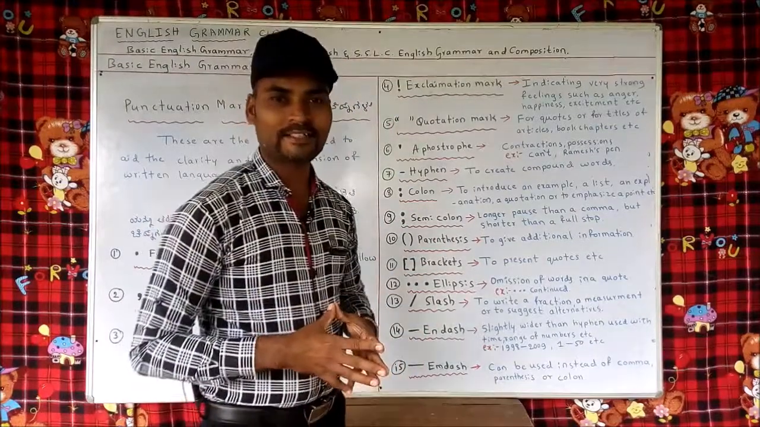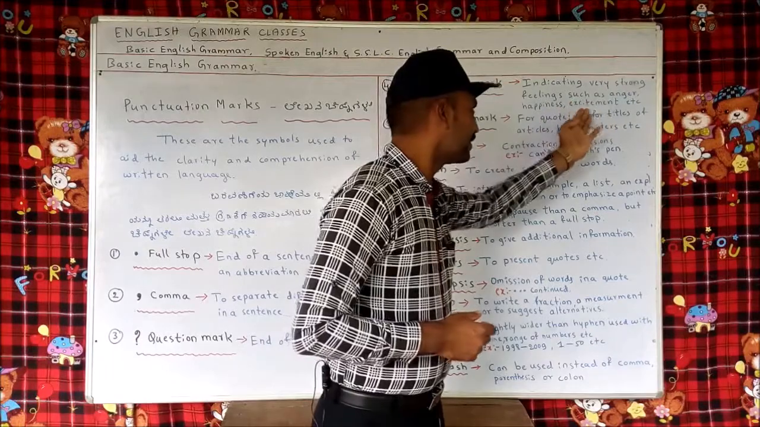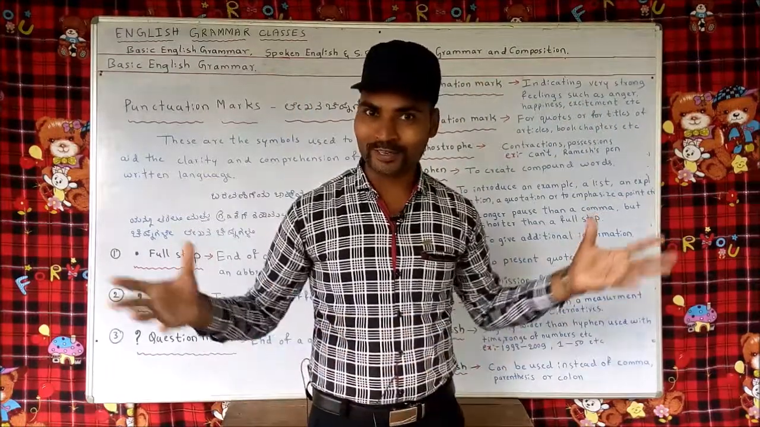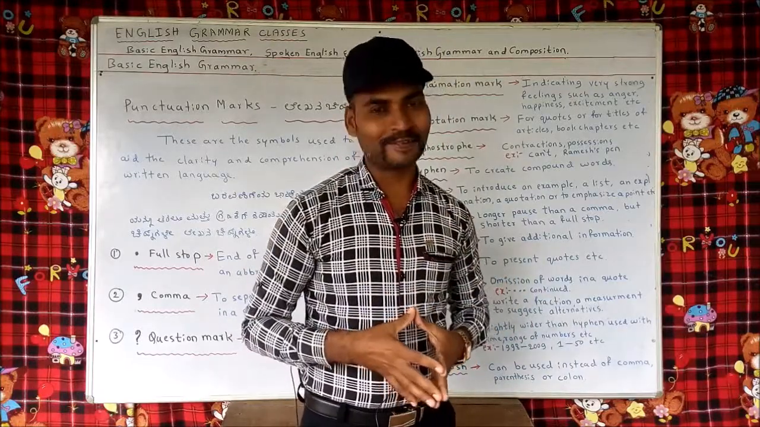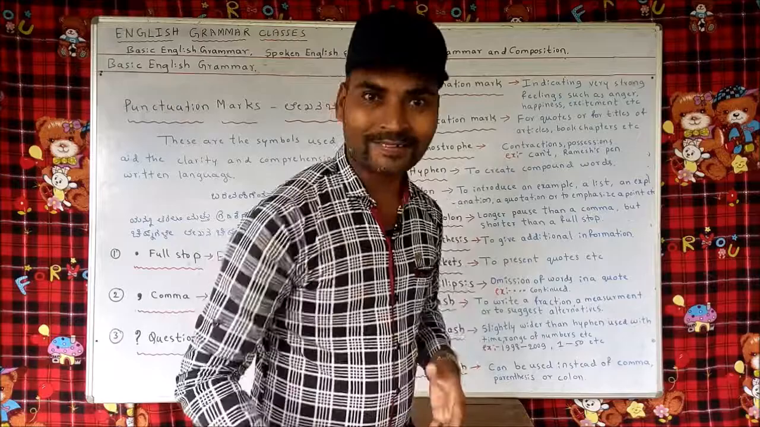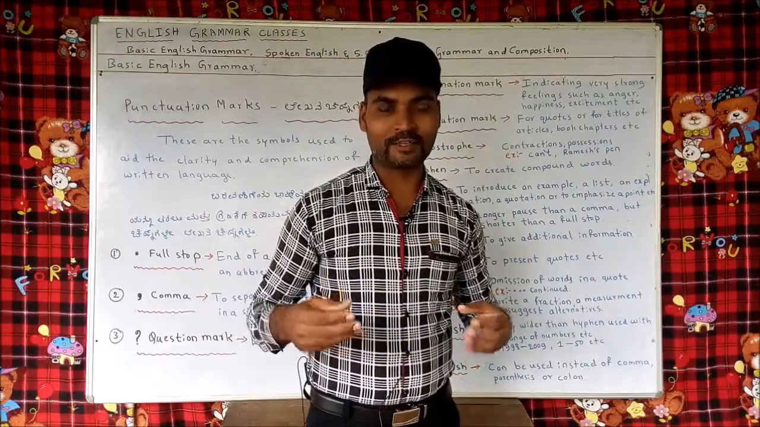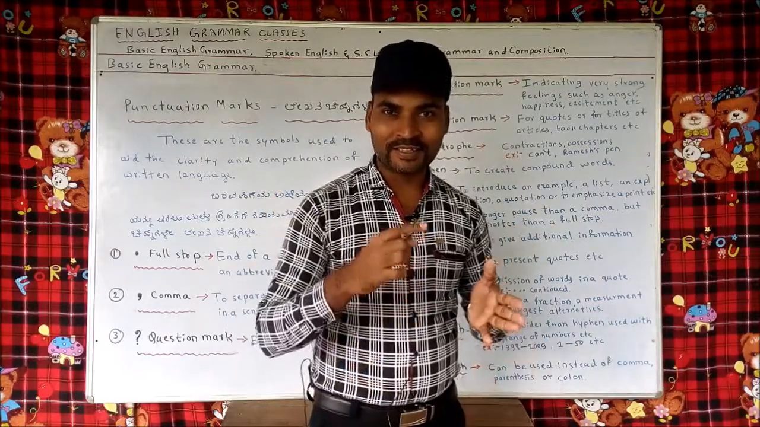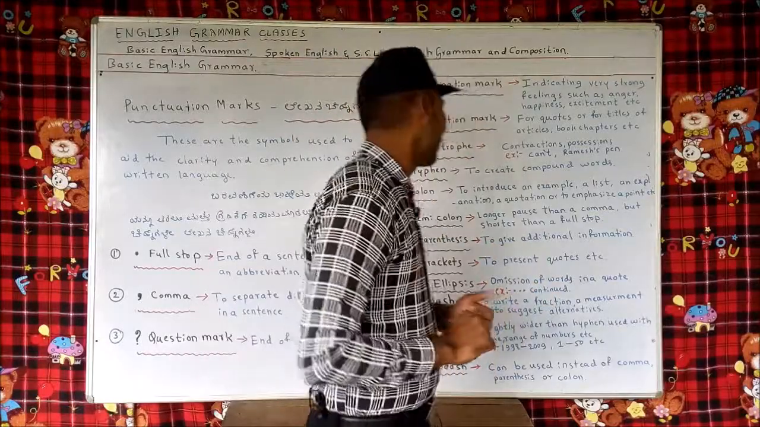Fourth one is exclamation mark, indicating very strong feelings such as anger, happiness, excitement, etc. Oh, what a beautiful garden! Here after oh we use exclamation mark. What a beautiful garden, we use exclamation mark. It shows strong feelings. It may be anger, it may be happiness, it may be surprise. So we use exclamation mark to express these feelings.